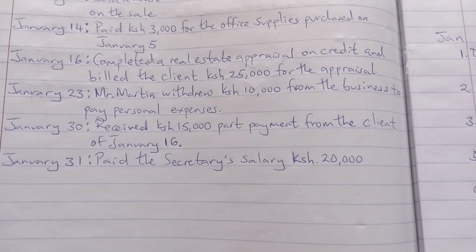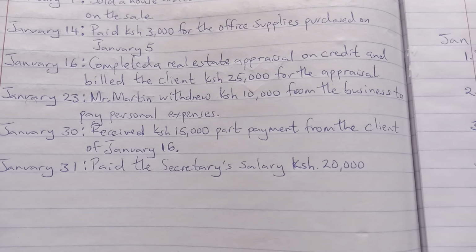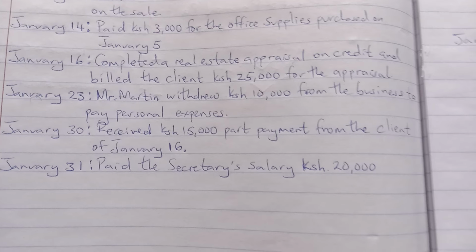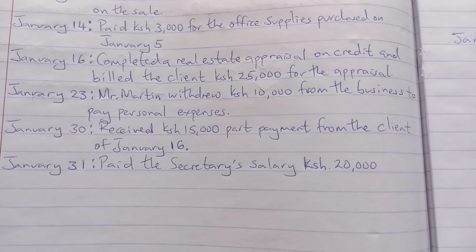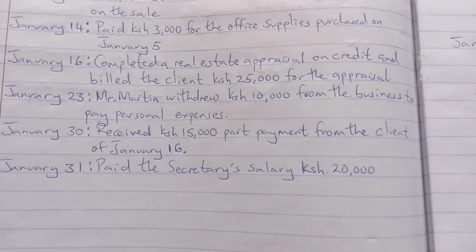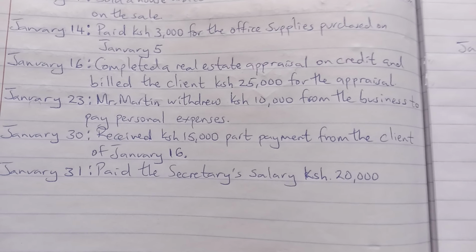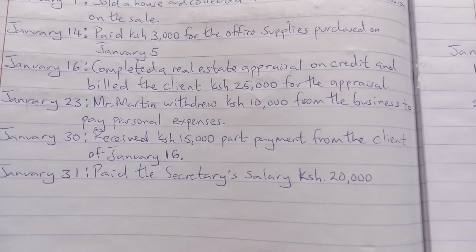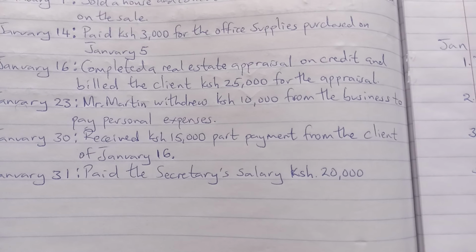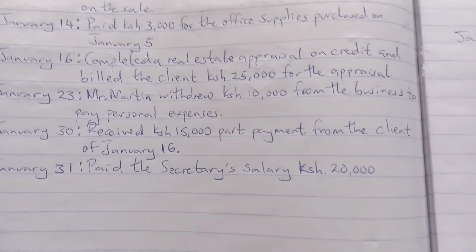January 16, completed a real estate appraisal on credit and billed the client 25,000 for the appraisal. So this one, the appraisal is another revenue. It is another revenue channel for the business. But here, the client didn't pay. Rather, we served the client on credit, meaning the client will pay us later. Now that is where we have introduced the aspect of accounts receivable. This client is our debtor. Okay, so how do we write it?